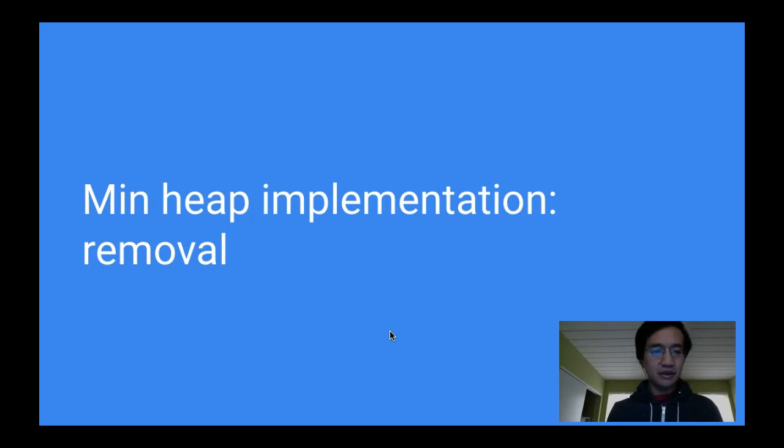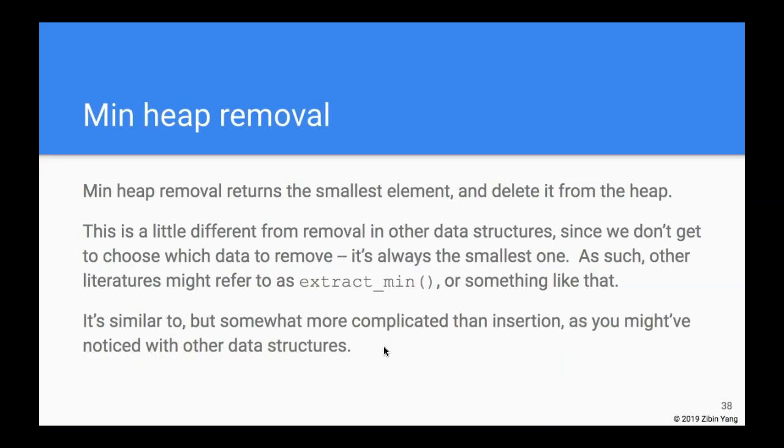Hi, in this video, we're going to talk about how to implement removal in min heap. What min heap removal does is take the smallest element from the heap, return it, and then delete it from the heap. In a sense, it's a little different from removal in other data structures, because usually we specify which element to remove. But for min heap, we don't get to specify. We always remove and return the smallest one.